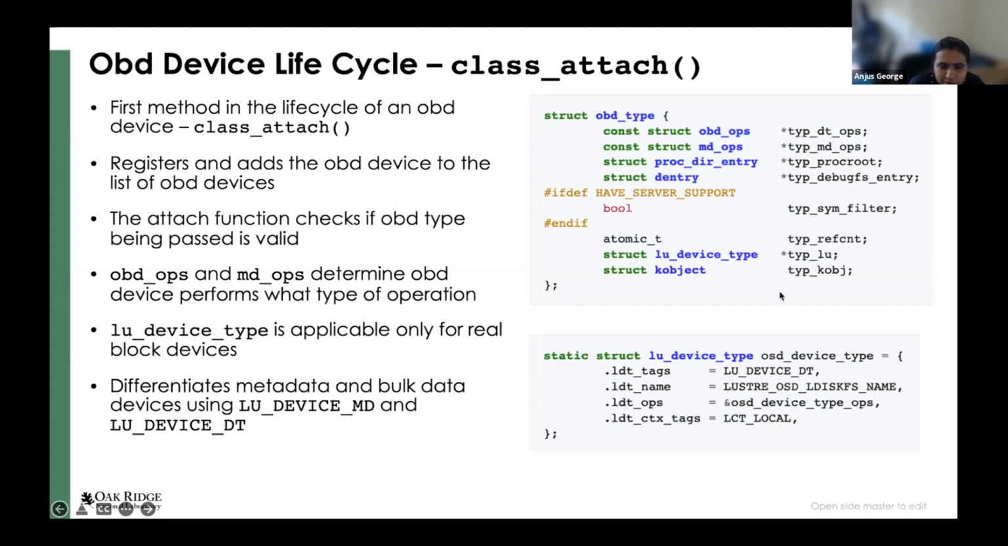The LU device type field of the OBD type structure is applicable only for real block devices such as CFS and LDiskFS OST devices. The LU device type differentiates metadata and data devices using the tags LU device DT and LU device MD. An example of an LU device type structure defined for an LDiskFS OST type is shown here.